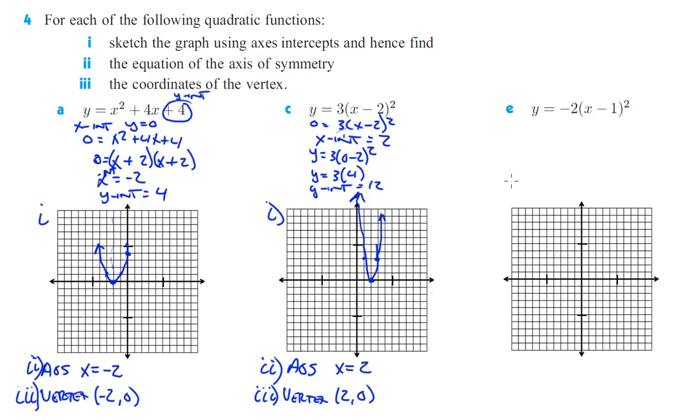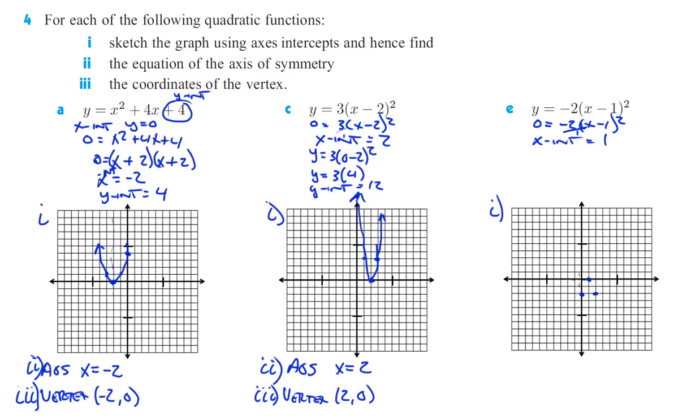Okay. Part E. Okay, so part 1 here, sketch the graph using axes, intercepts, and find the other stuff. So if we're looking for the x-intercept, y equals 0. So we've got 0 equals negative 2 times x minus 1 squared. So the x-intercept is at 1. Right? And once again it's a double, so it's going to bounce off of that. And then our slope is going to be down. From here, we're going to go down 2 over 1, down 2 over 1 that way.